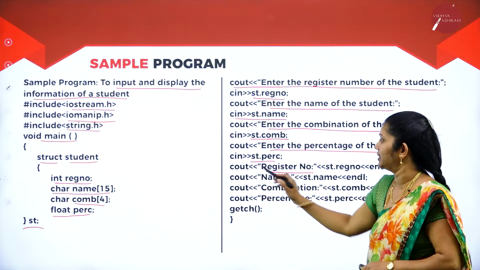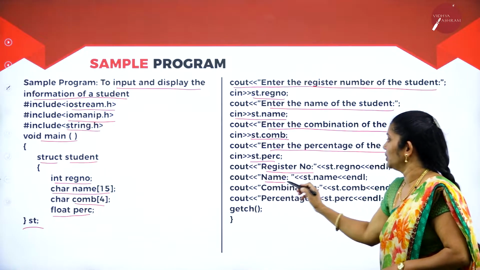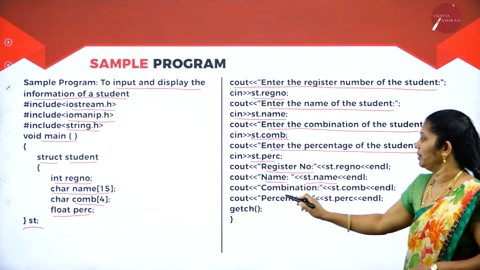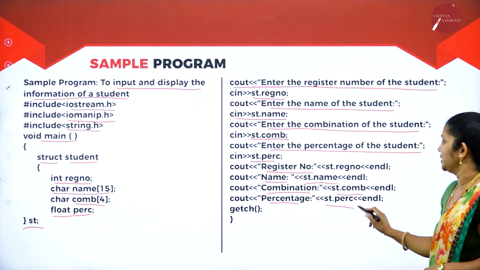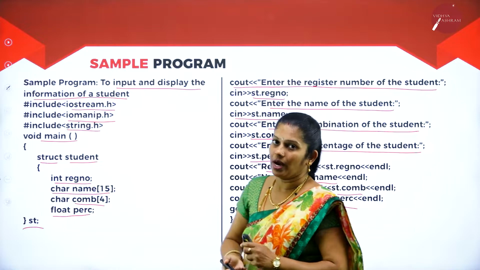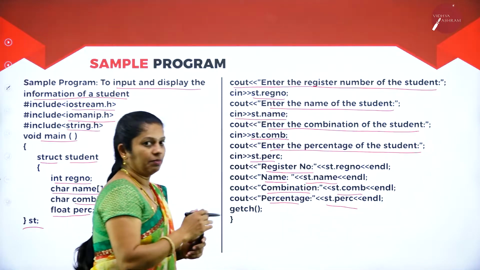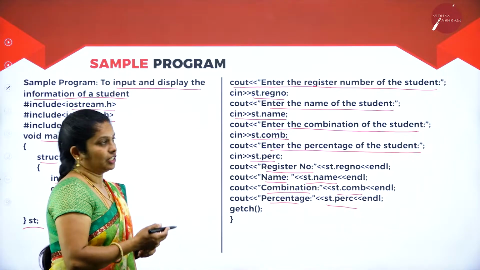Later on we will display that. Cout register number is st.register number. Cout name is st.name. In the same way, combination is st.combination. Percentage is st.percentage. Like that, we can input the value as well as display the value. That means with the help of a variable, we can access the members of a structure here.